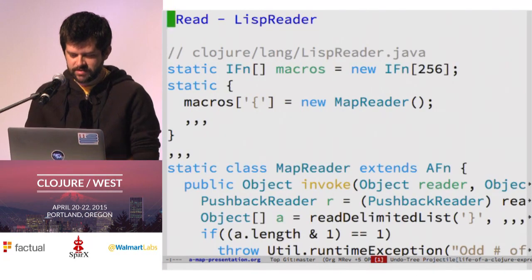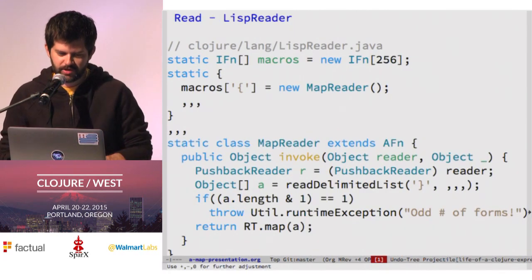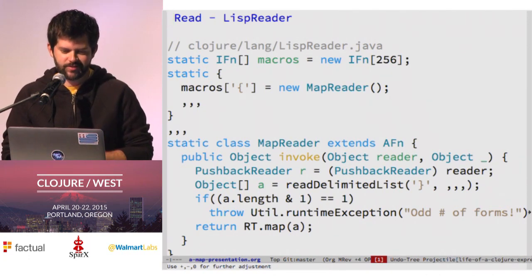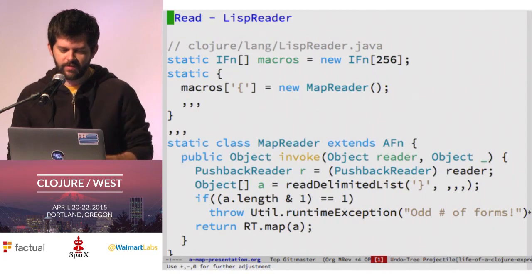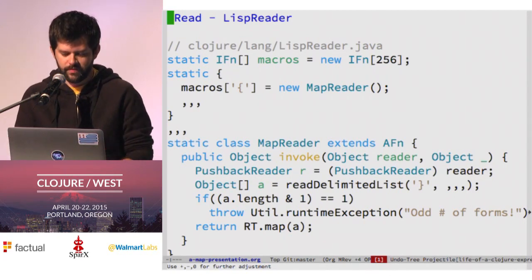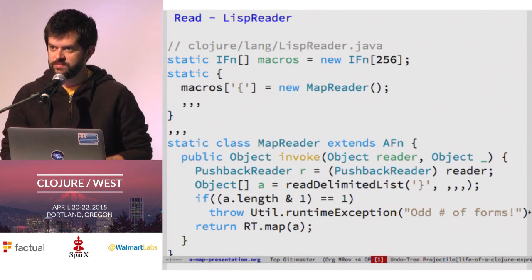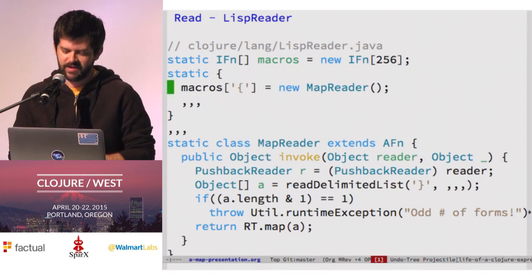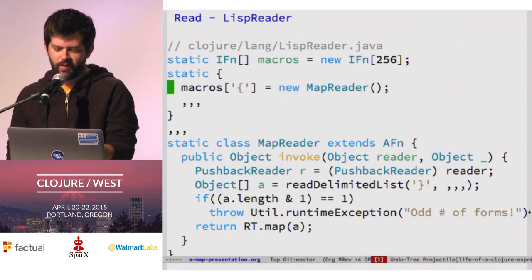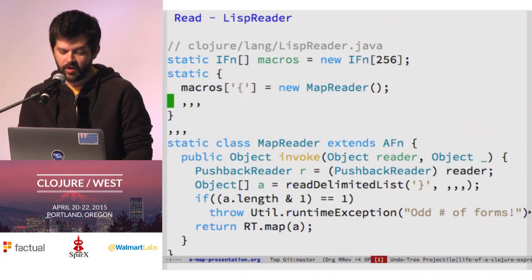Okay, so this is a few little excerpts from LispReader.java that gives you a flavor of what goes on there. LispReader has a static array of IFns, Clojure functions, but written in Java. They're indexed by the character that the reader will see to say, oh, this is what you just ran into, so here's how to handle it. And the one we're most interested in, or the only one we're interested in today, is the map reader. So the index into the array is the char for the open curly brace, and here's all there is to map reader.